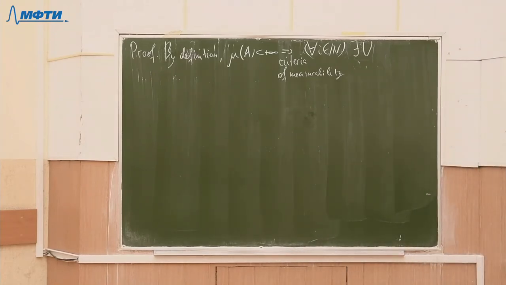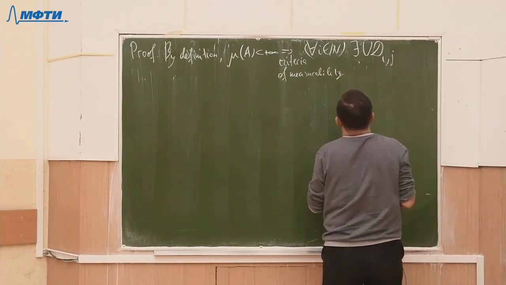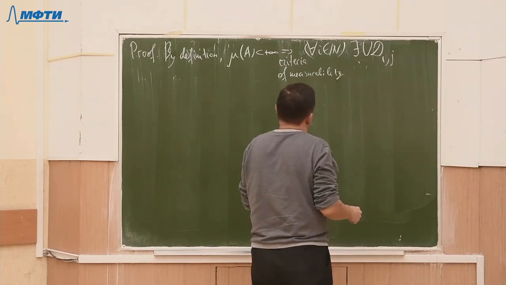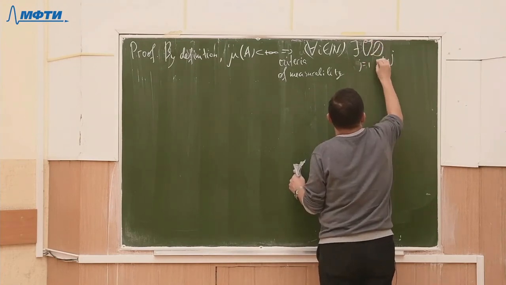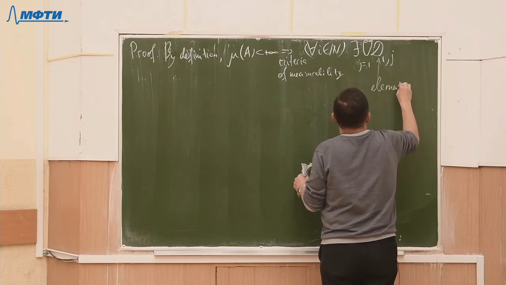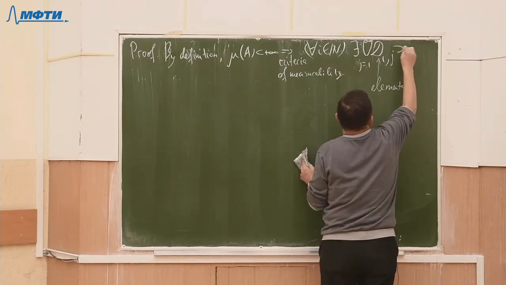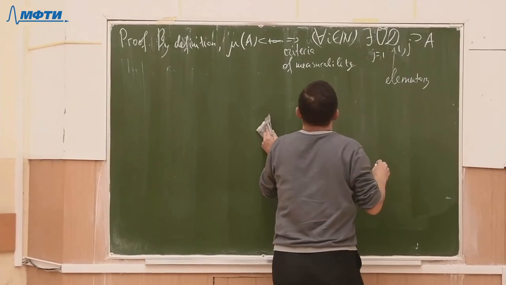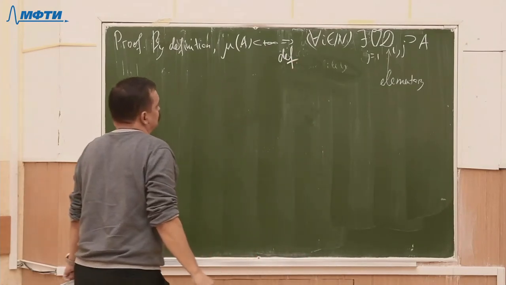I forget what I should do here. Yeah, union of Dij's. There exists union of Dij's. Not by criteria, by definition. Still by definition, yeah. J from 1 up to n. These are elementary sets, which cover our set A, and yeah, not by criteria, by definition.